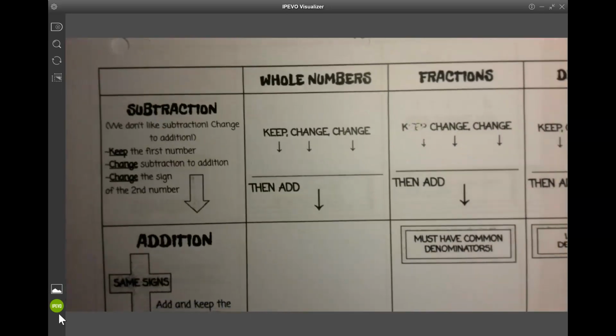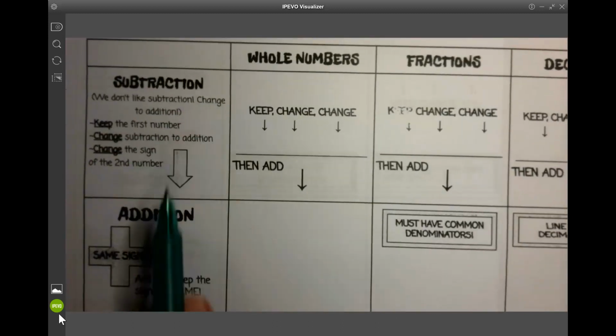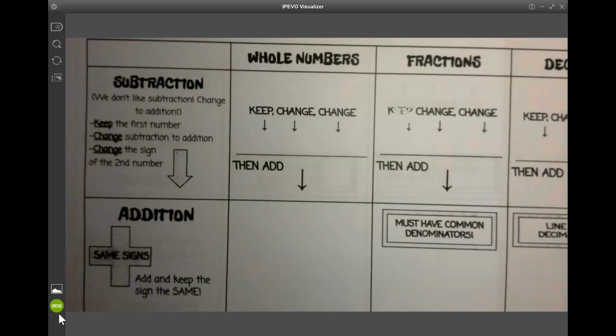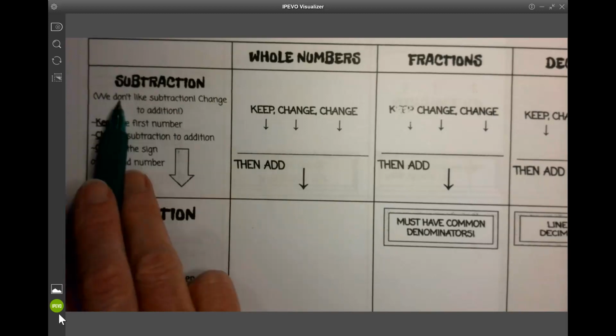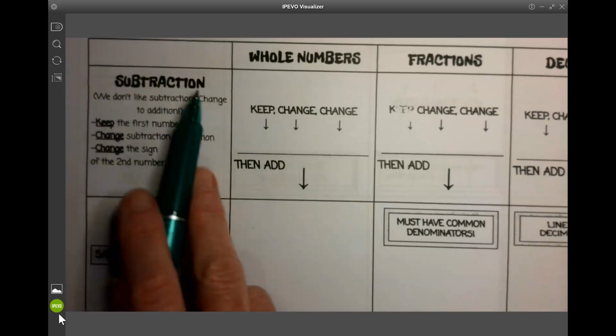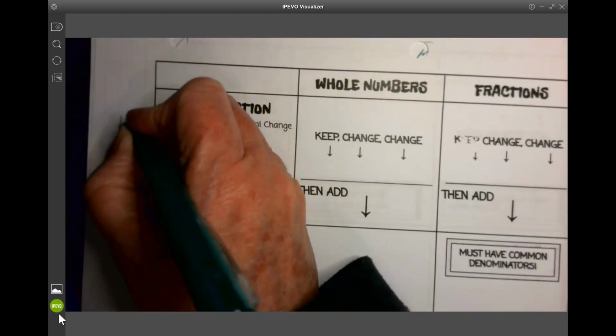On the front of your packet, it has whole numbers, fractions, and decimals. It has subtraction and addition. So we're going to go through problems for each one of these and see what's happening. So when we subtract, we don't like subtraction. We're going to change. Remember, subtraction is your high maintenance friend.